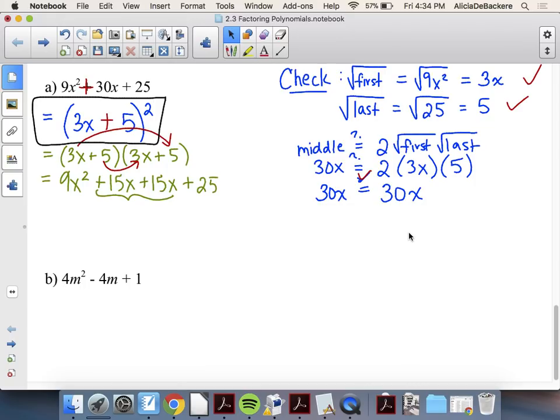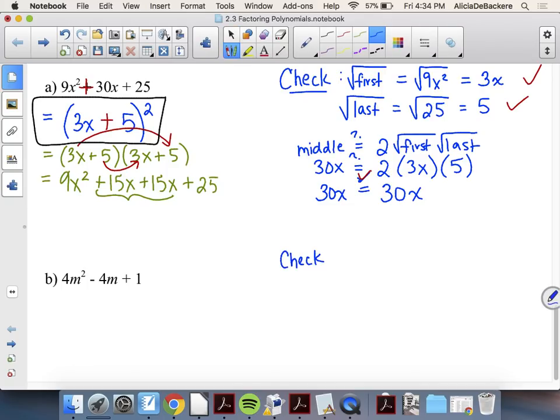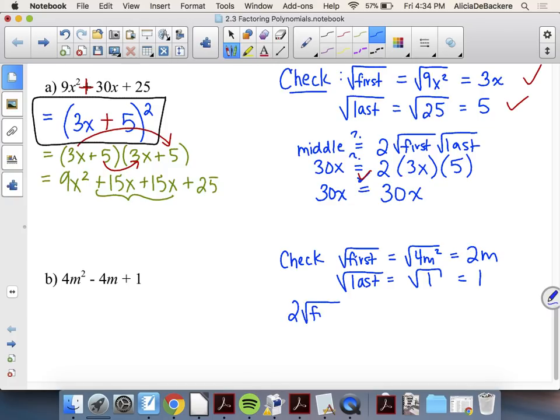So for part B here, I'm going to check a couple of things. I want to check the square root of the first. So I'm checking the square root of 4m squared, and I can do that. The square root of 4 is 2, and the square root of m squared is m. And then I check the square root of the last term. My last term here is positive 1, and the square root of positive 1 is 1. And then the last thing that I need to check is what is 2 times the square root of the first times the square root of the last. If it's equal to my middle term, then I can use my shortcut trick.